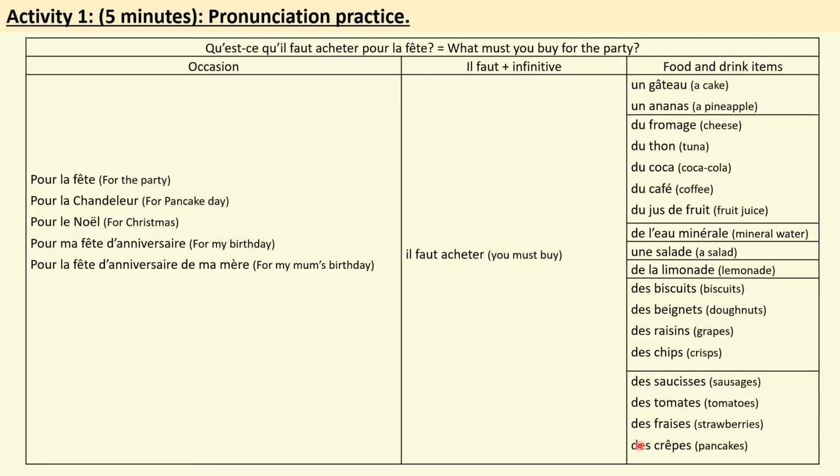Strawberries. Écoutez, répétez des fraises. Des fraises. And pancakes. Des crêpes. Des crêpes.